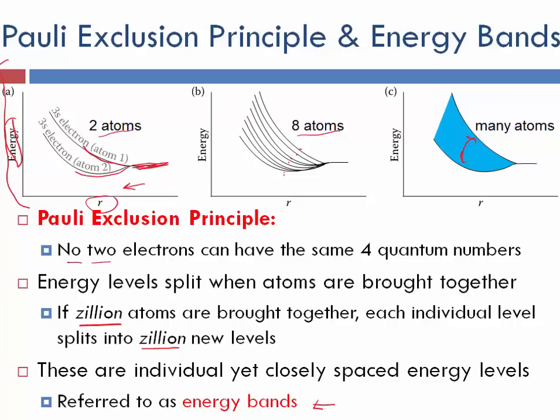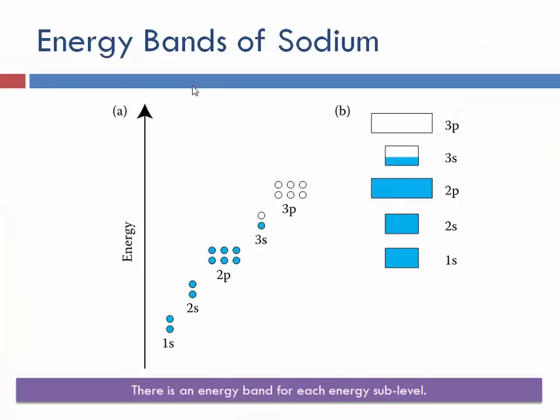So let's look at a very specific example, the energy bands in sodium. In sodium we have 1, 2, 3, 4, 5, 6, 7, 8, 9, 10, 11 electrons. Well, we can see that an energy band is created for each energy sublevel. So we have a 1s energy band, a 2s energy band, a 2p energy band, and then a 3s energy band, and we see that that's half filled. Okay?